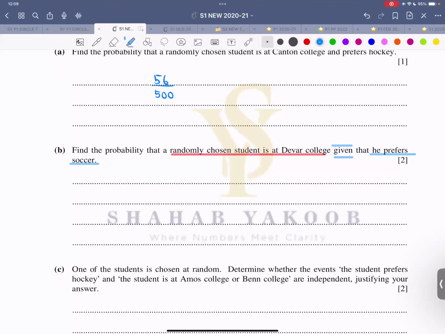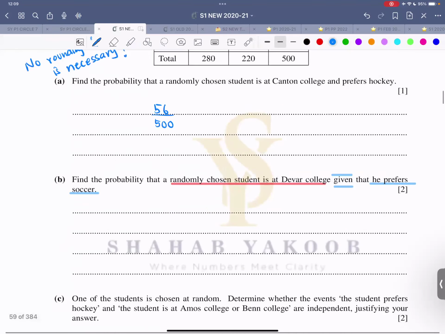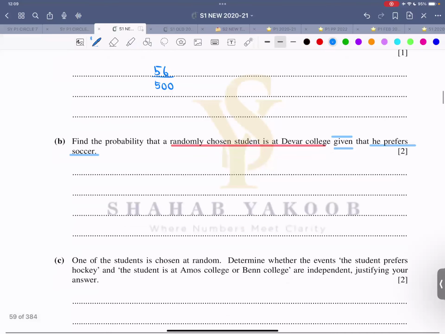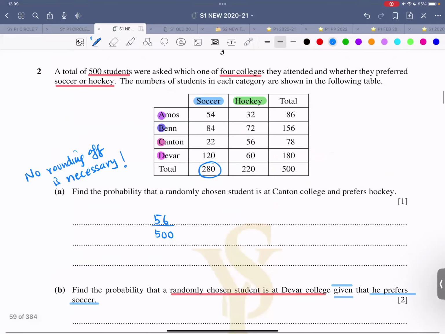So now, first of all, focus on soccer. So soccer is all together, that's 280. So that means 280 is the denominator. And students are from four colleges: College A, College B, College C, and College D.